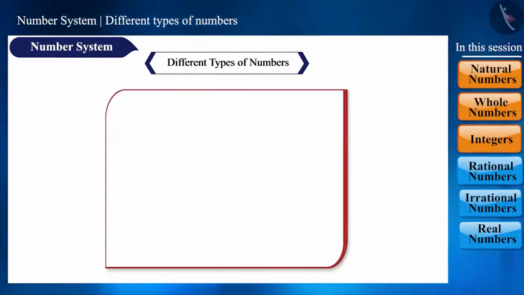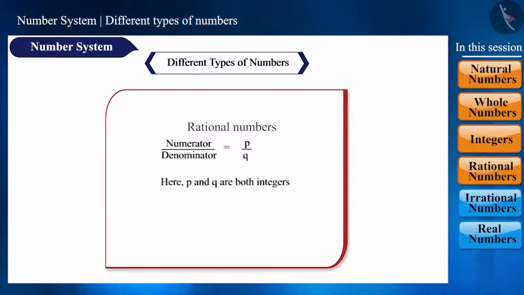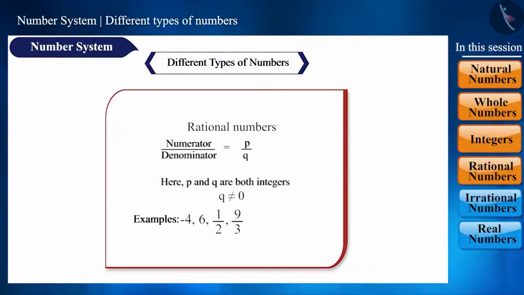Now we will talk about rational numbers. A rational number is one we represent in the form p by q, where both p and q are integers and q is not 0. We refer to it with the symbol Q, which is derived from the English word quotient. But why quotient, friends? Because p by q is a fraction that gives us the quotient.